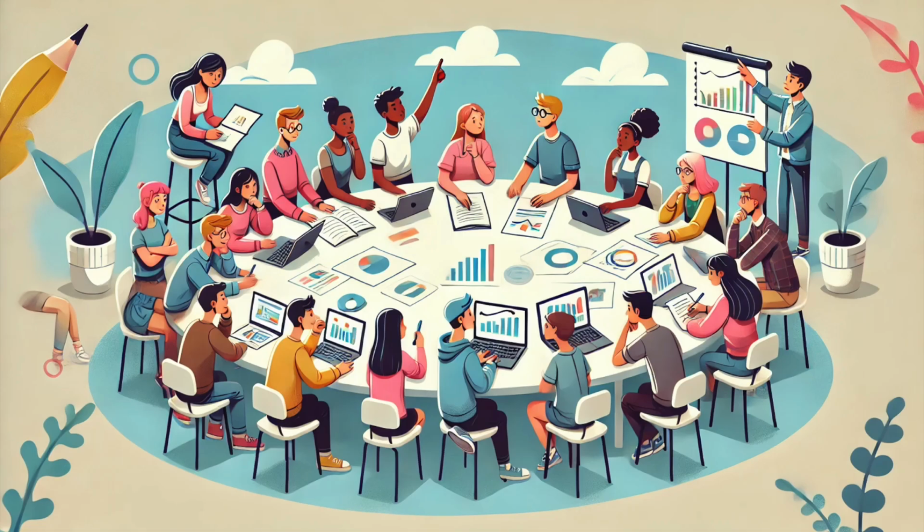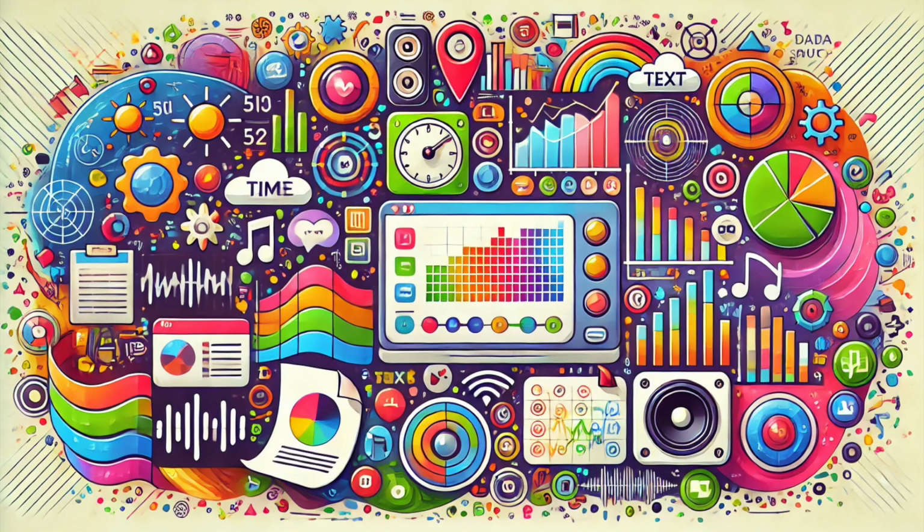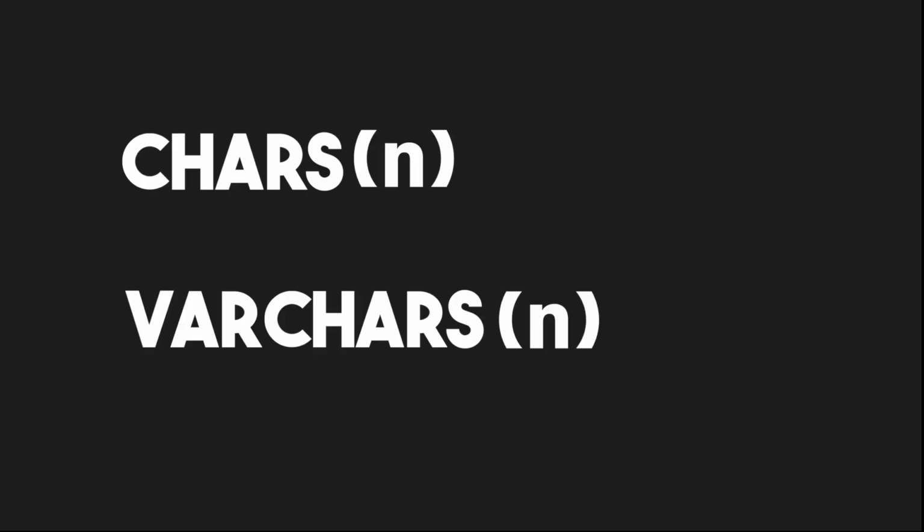For an example, I'm going to create a student table. The command to do this would be to write create table followed by the table name, which in our case is student, and then open parentheses and list the column names, each followed by their data type. SQL supports a wide range of data types, from integers to booleans to dates to floats to chars to varchars. For chars and varchars, you also need to state their length.